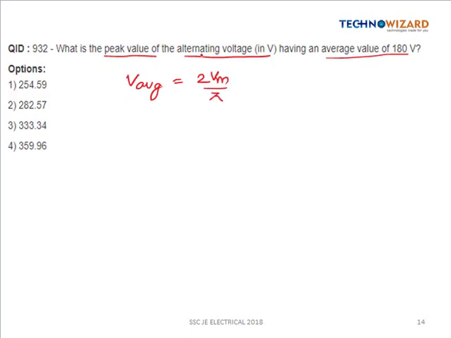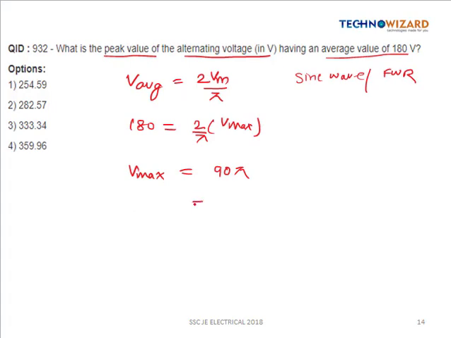So this is the formula for the average voltage in case of the sine wave or the alternating wave, and this is also the formula in case of the full wave rectifier. Okay, so average value is given, which is equal to 180. This will be equal to 2 by pi. We have to find out the value of maximum voltage. So V maximum will be equal to 90 pi. So this is equal to 282.57 volt. So option B is the right answer.